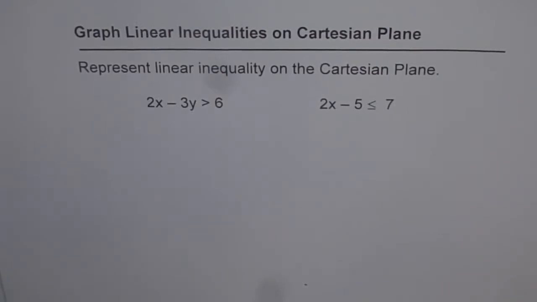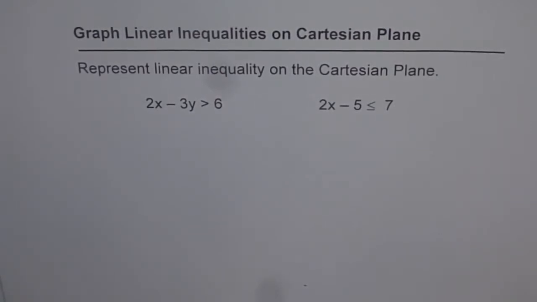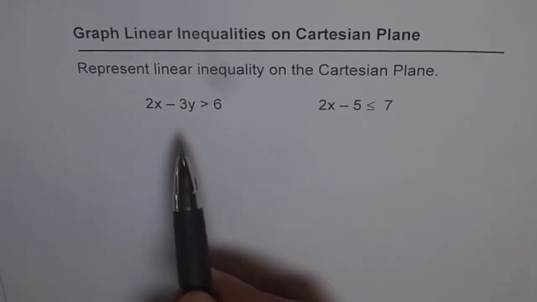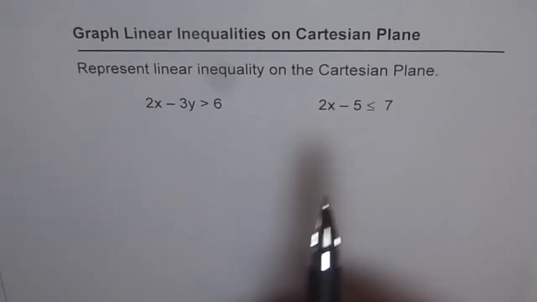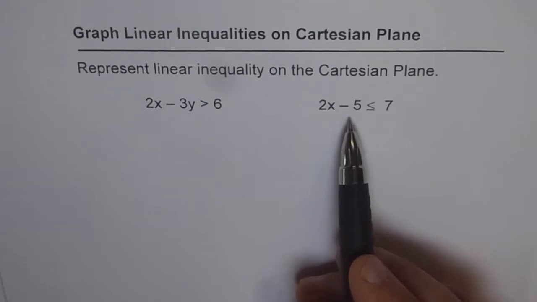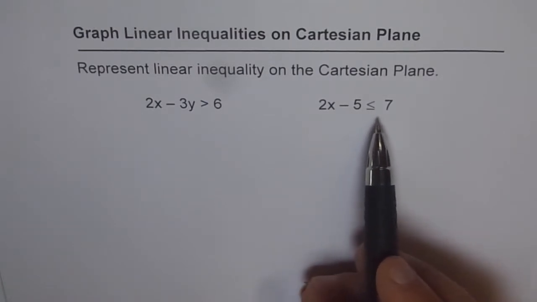Graph linear inequalities on Cartesian planes. We also call them coordinate planes. Now, the question here is to represent a linear inequality on the Cartesian plane, and we have two inequalities right there. One is 2x minus 3y greater than 6. The other one is 2x minus 5 less than or equal to 7.